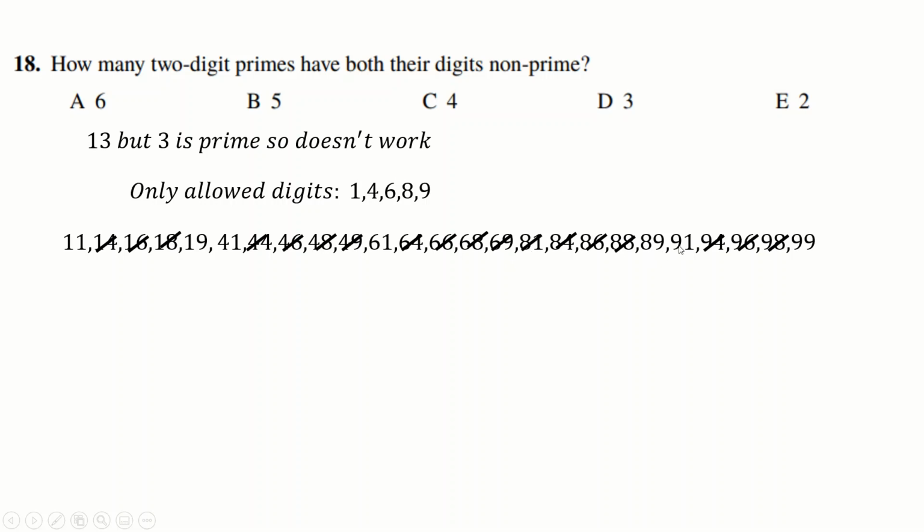89 and 91 feel prime, but I've done enough math challenges to know that 91 is 7 times 13. So that's not actually prime. And this can't be either, because again the digits add up to a multiple of 3. So we have 1, 2, 3, 4, 5 things that I'm pretty sure are prime.